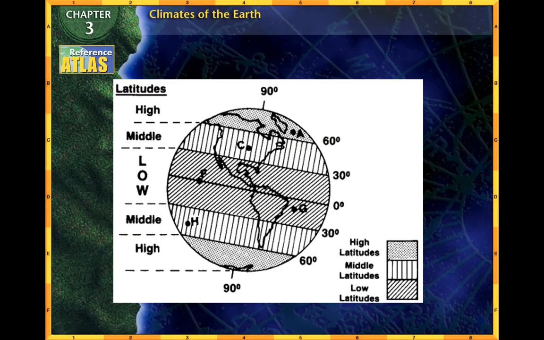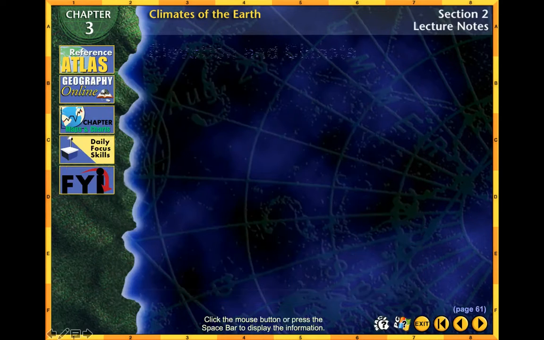Okay, and this is just an example here of your latitudes and their average weather locations. So remember, C and H are your middle latitudes here. Then you've got your equator right here through the middle. Your tropics are on either side, and these are your Arctic regions up here.